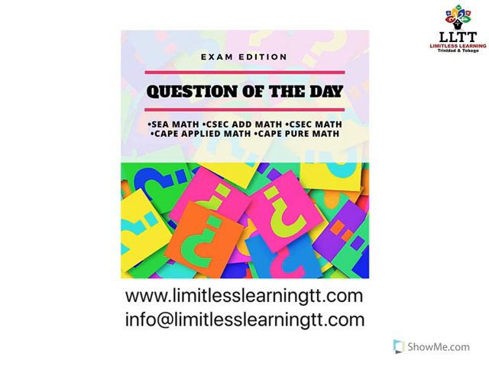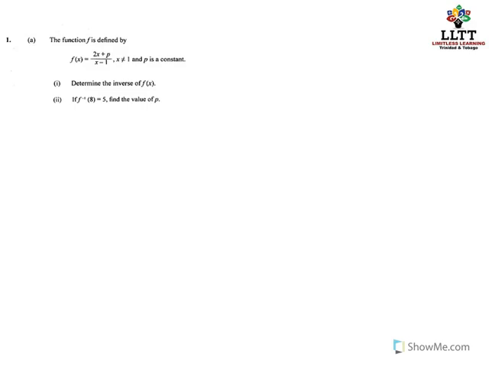Today's question comes from the 2017 CSEC Add Math Paper 2 examination. The function f is defined by f of x is equal to 2x plus p over x minus 1, where x is not equal to 1 and p is a constant. Part 1 asks us to determine the inverse of f of x.